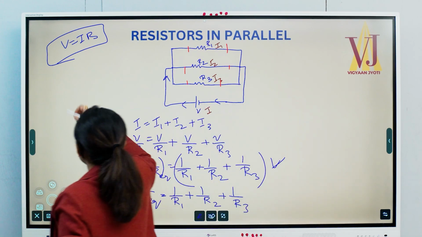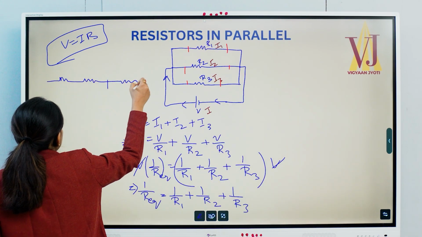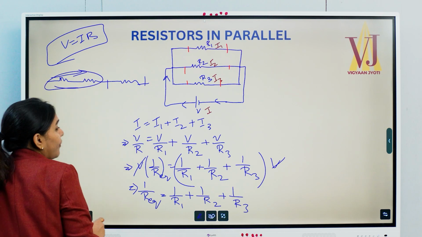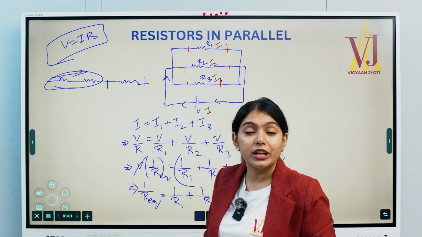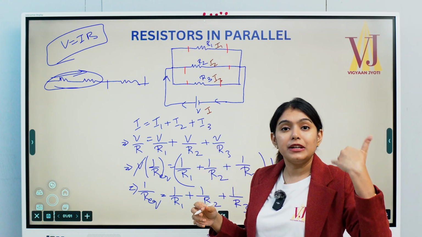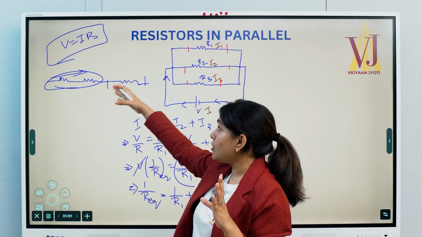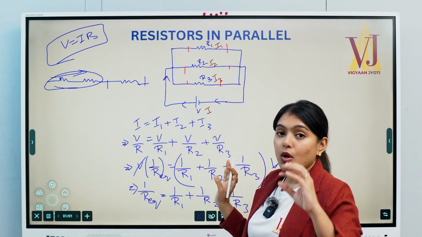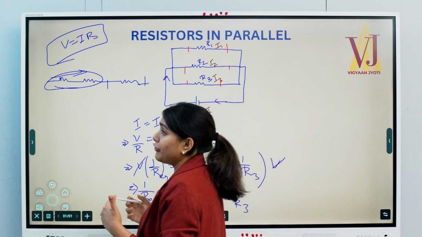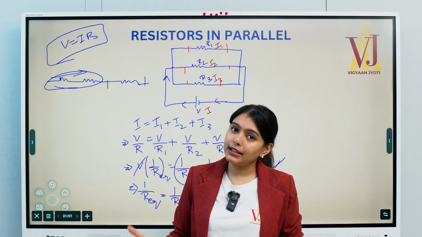But when we are considering series, if the electrons are coming through this direction, we have to consider these two resistance factors also, meaning the voltages, that is how much work has already been done. So in series current is constant, and in parallel voltage is constant. This is how we find the equivalent resistance in series as well as in parallel. Clear? Okay.